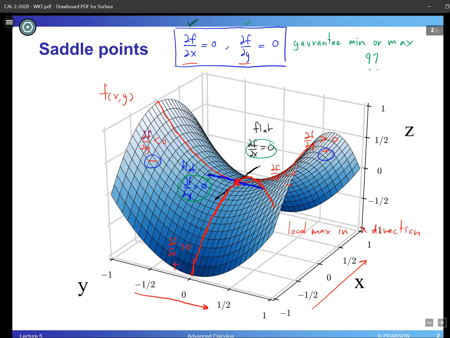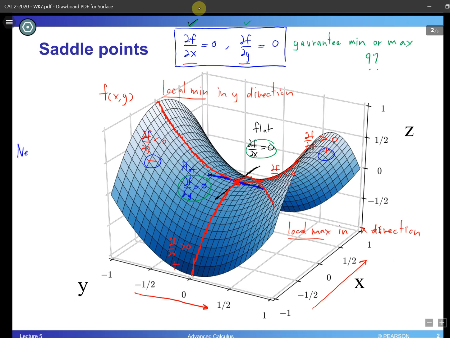What about in y direction? We already have local max in x. What about y? Let's follow this. Goes down, and then reach the bottom, and then goes up. From the shape of this, definitely a local min. Go to the bottom of the pit. So local min in y direction. So we have a conflict right here. In one direction it's a local max, and in another direction it's a local min. So let's make a conclusion right here that this is definitely not a local min nor a local max.